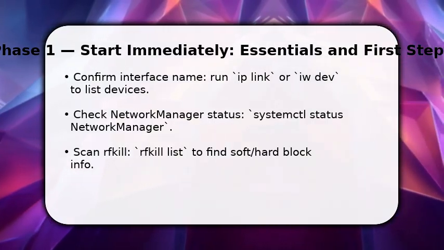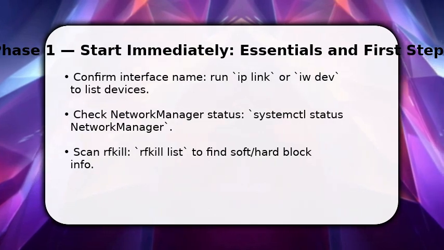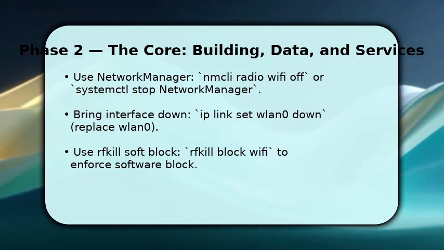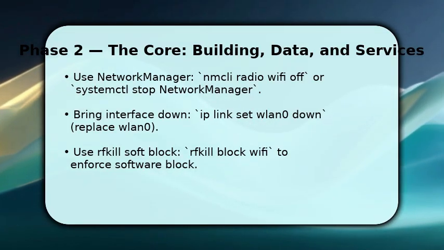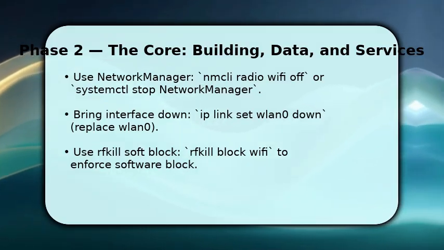Now you disable Wi-Fi using software controls. This is reversible and immediate. First try nmcli radio wifi off, which tells NetworkManager to turn off the radio. If services conflict, stop NetworkManager with systemctl stop NetworkManager.